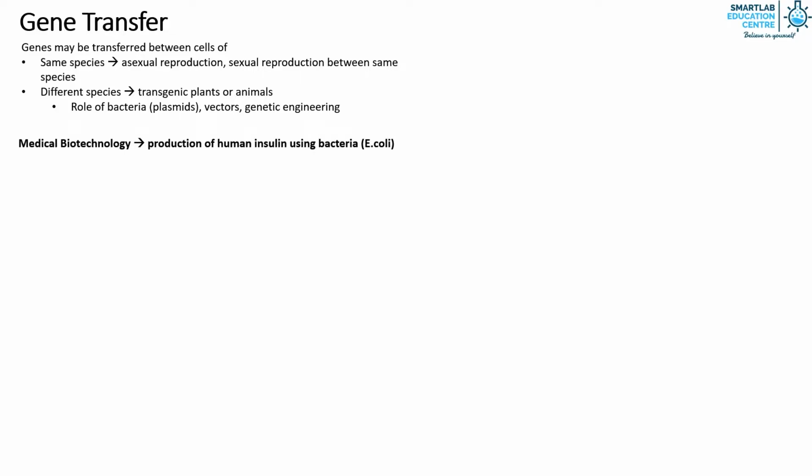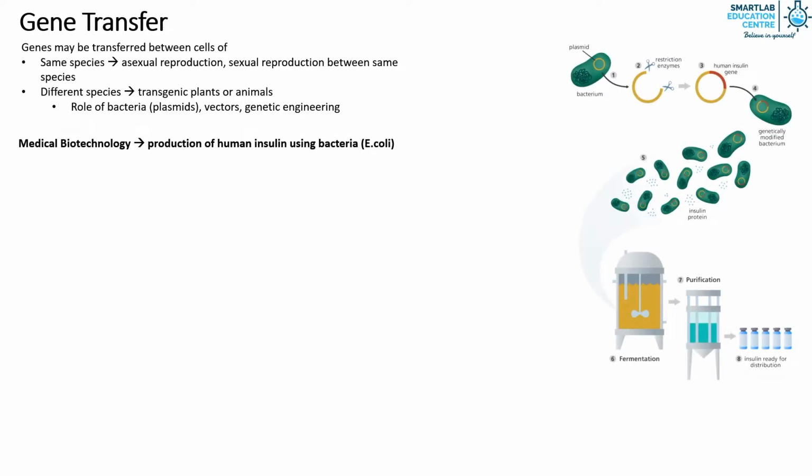This is possible due to the role of bacteria, vectors such as viruses, and with advancement in technology such that genetic engineering is possible. We will look into how genetic engineering in the medical biotechnology field has benefited us. We will be looking at the production of human insulin using the E. coli bacteria. The general process of how this occurs can be applied to other scenarios as well in genetic engineering using bacteria. The first step is to isolate the gene of interest.